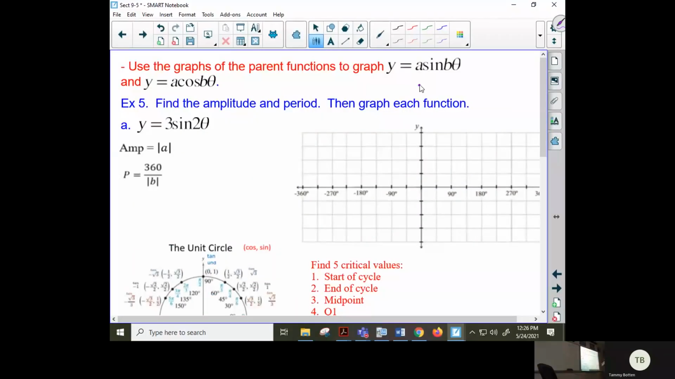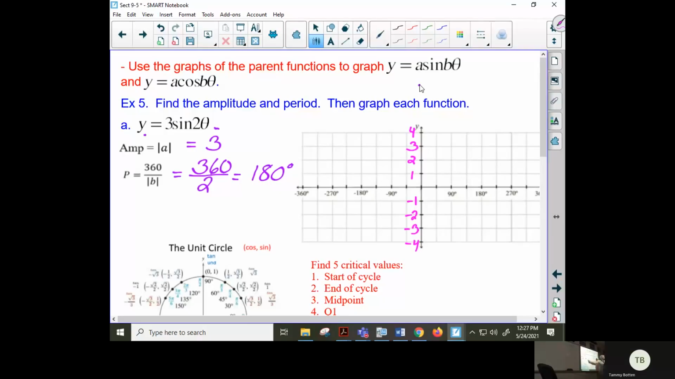Now, let's look at another one like this. Now this, we're changing both the amplitude and we're changing the period. So our amplitude is going to be 3. Our period is going to be 360 divided by B, which is 2, and that's 180 degrees. Okay, so this time I have to go up to 3 and down to -3. So when I number these, I'm going to go by ones.